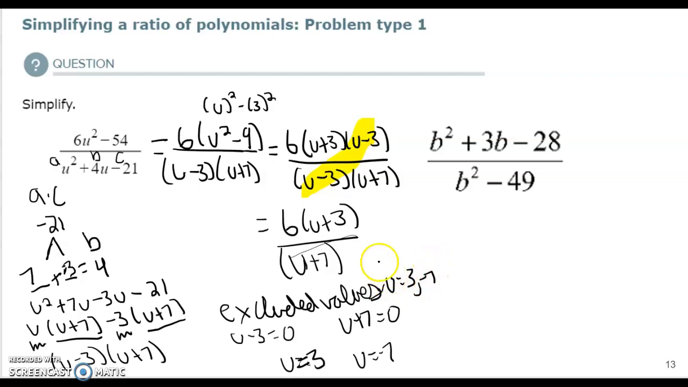So this problem didn't necessarily ask for that. So just so we understand, whatever would cause the denominator to equal 0 before you simplify would be your excluded values. So I'm going to go ahead and pause. I want you guys to do this one on your own.